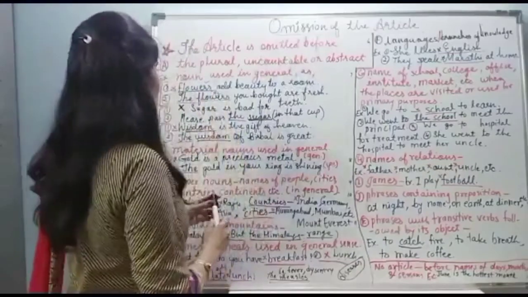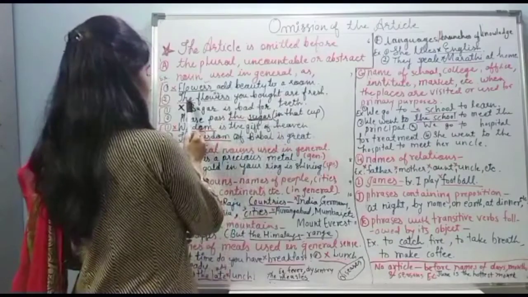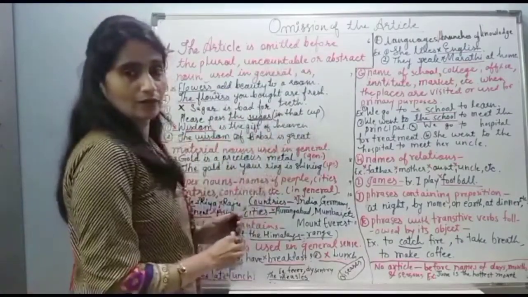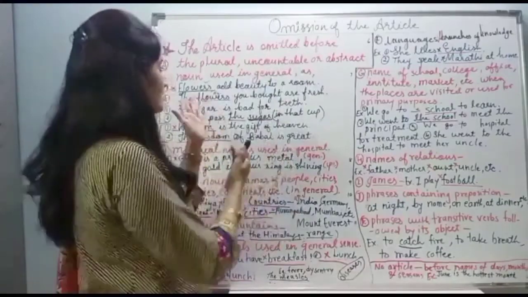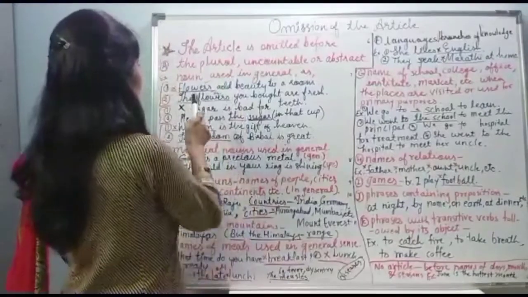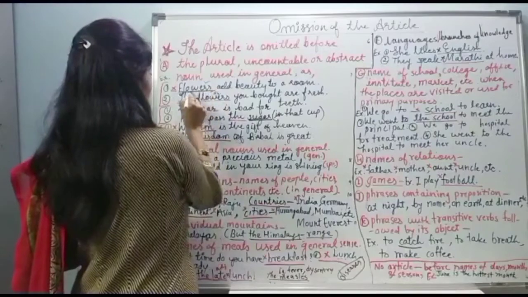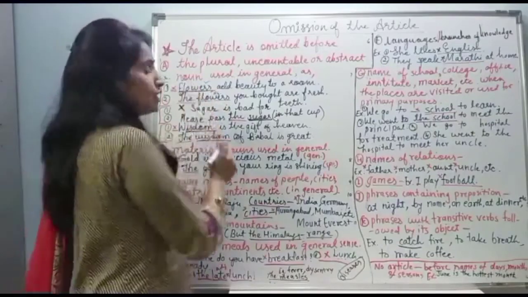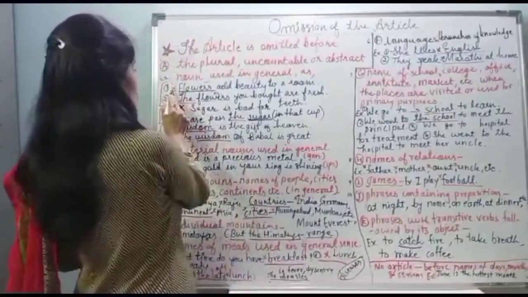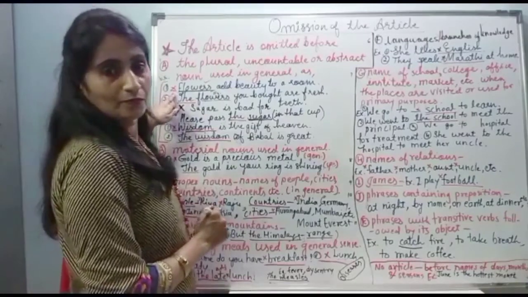See these two examples now. Flowers add beauty to a room. And the second sentence is, the flowers you bought are fresh. What is the difference between these two sentences? In the first sentence, the plural noun is flowers. This noun is used in general sense, and so there is omission of the article, means article is not used there.